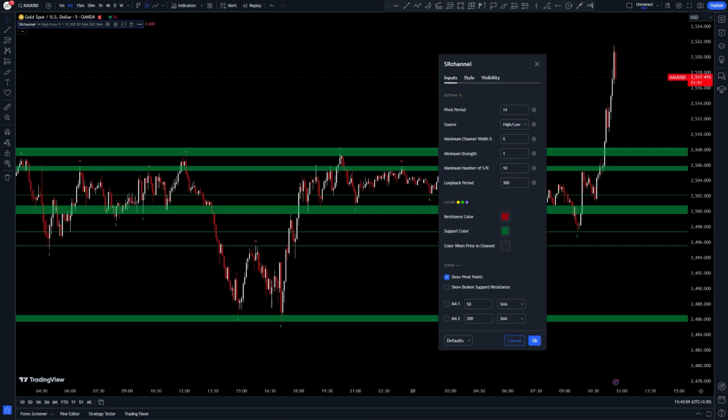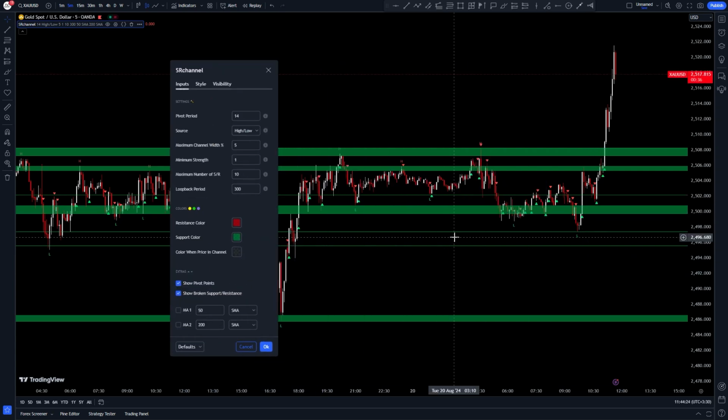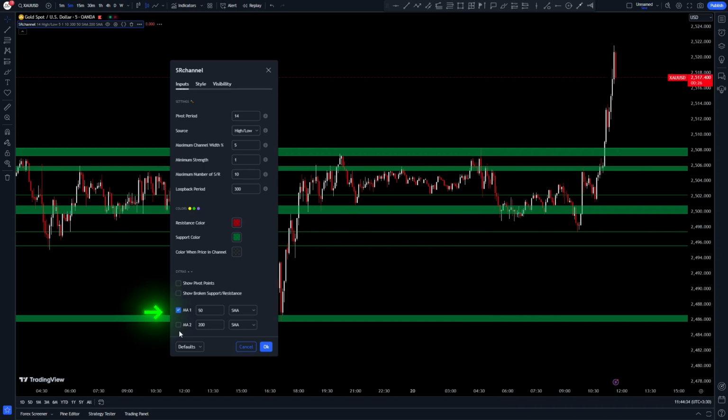Another important feature of this indicator is its ability to highlight when support and resistance zones are broken. By enabling this feature, you can easily identify when the price breaks out of these zones, but remember, not all breakouts are valid. We'll review some examples in this video. If you notice, this indicator also includes 2 moving averages. By enabling them, you can easily identify the market trend over both the long and short term.